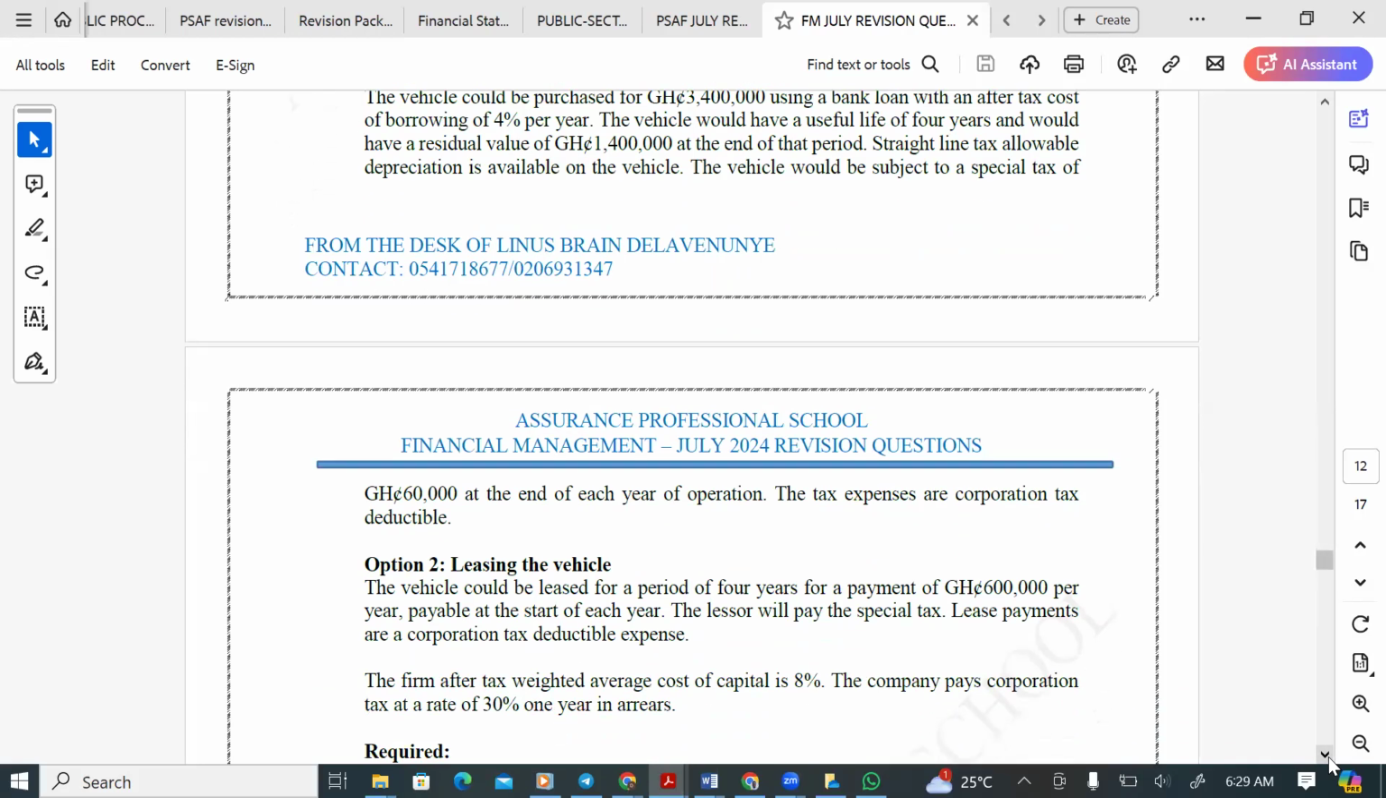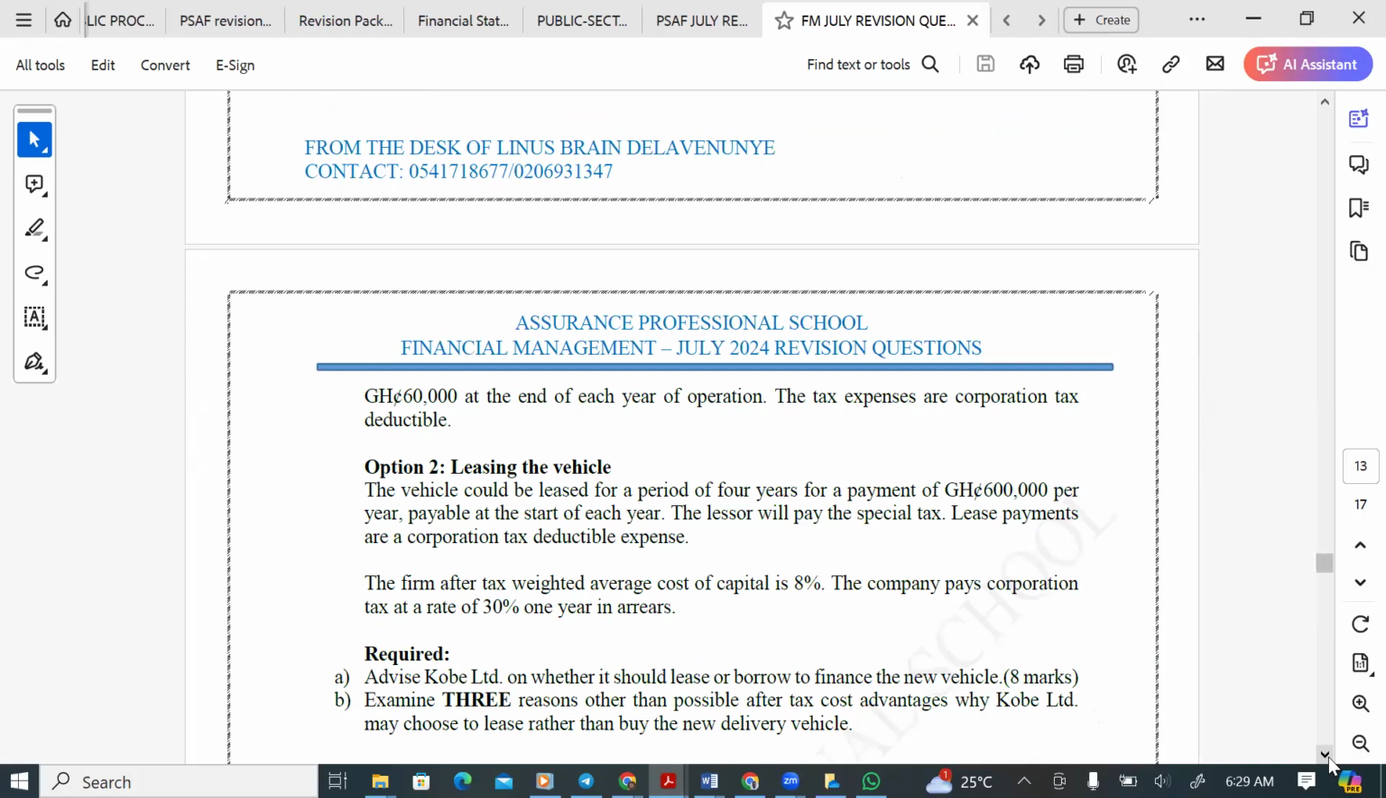The firm's after tax weighted average cost of capital is 8%. The company pays corporation tax at a rate of 30%, 1 year in arrears. Required: A. Advise Kobe Limited on whether it should lease or borrow to finance the new vehicle. B. Examine three reasons other than possible after-tax cost advantages why Kobe Limited may choose to lease rather than buy the new delivery vehicle.